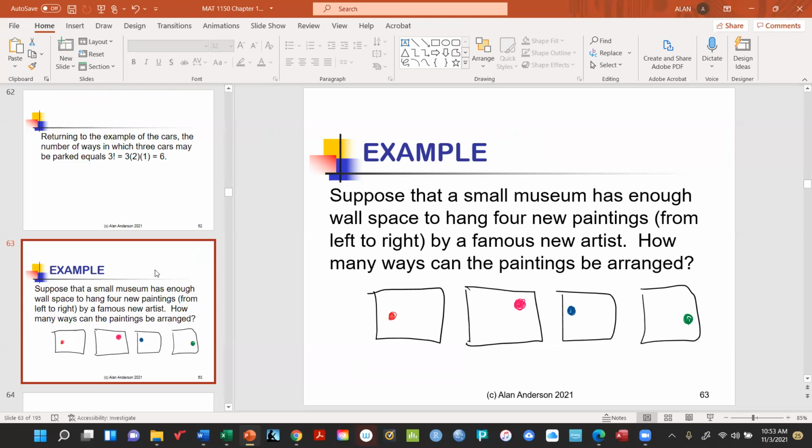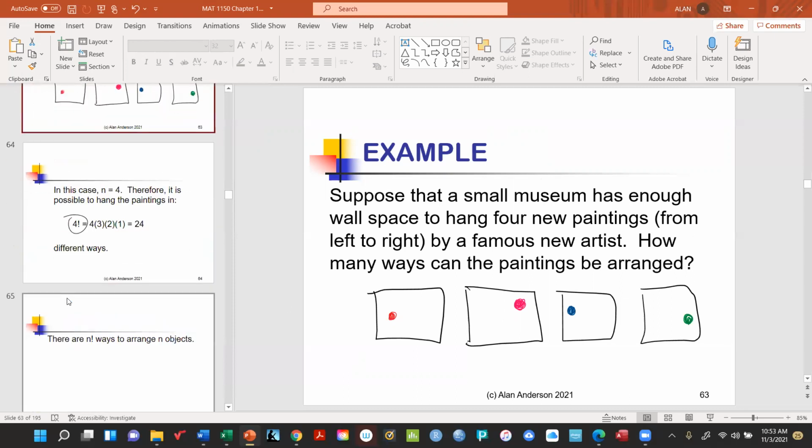Well, we already know how to do this. We're not going to write them down. We're going to use the factorial operator, and that would be 4 factorial, because we can hang the first painting 4 ways, the second painting 3 ways, the third painting 2 ways, and the last painting 1 way.